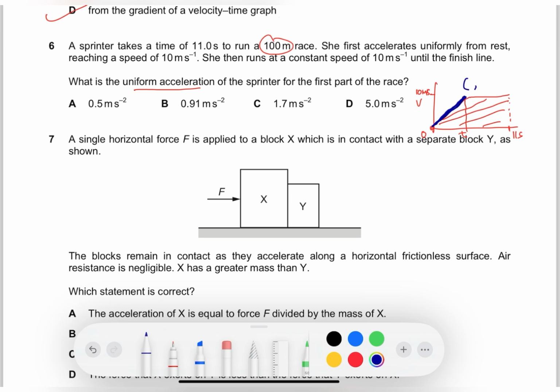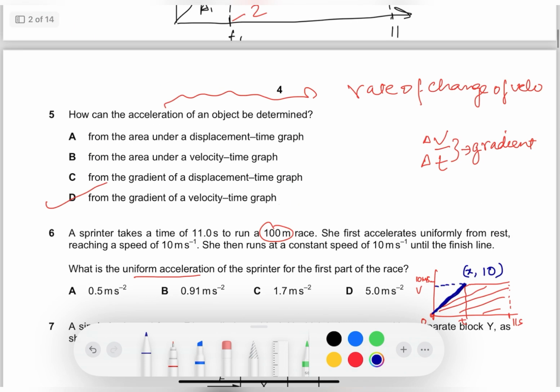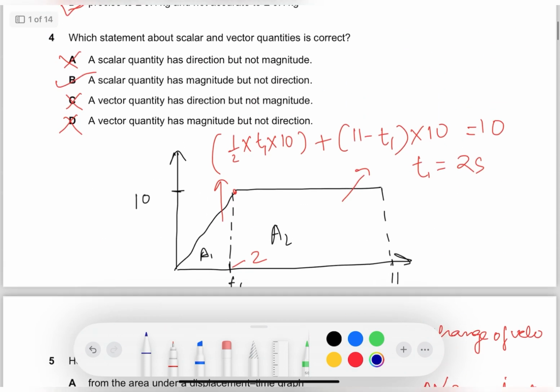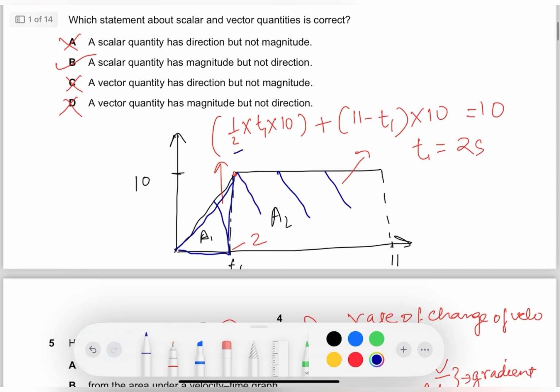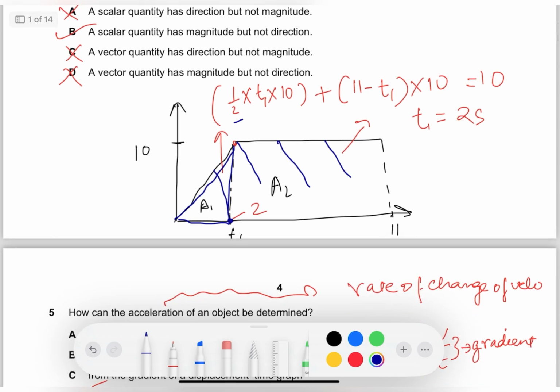We have to find these coordinates to find the gradient. We know the y-axis, that is 10, because top speed was 10, but we don't know the x coordinate. How can we find it? We can use the formula that area under the curve equals distance. See, area under the curve equals distance. So what will be the area for this first shape? It would be half times base into height. Let this point be T1. Height is 10.